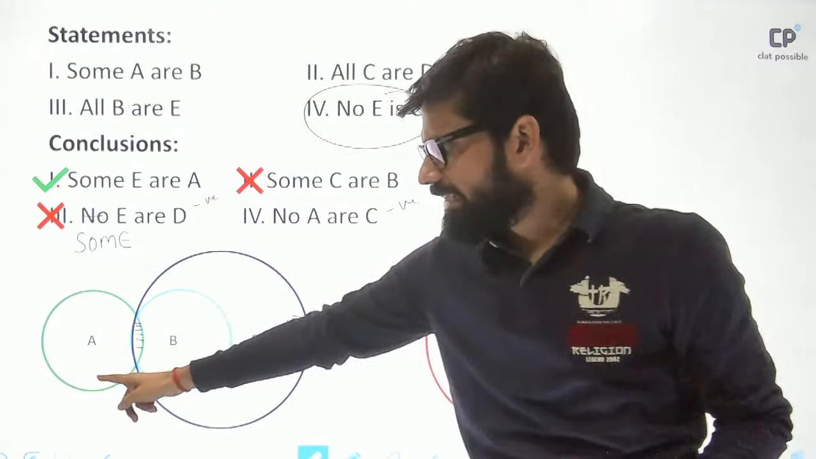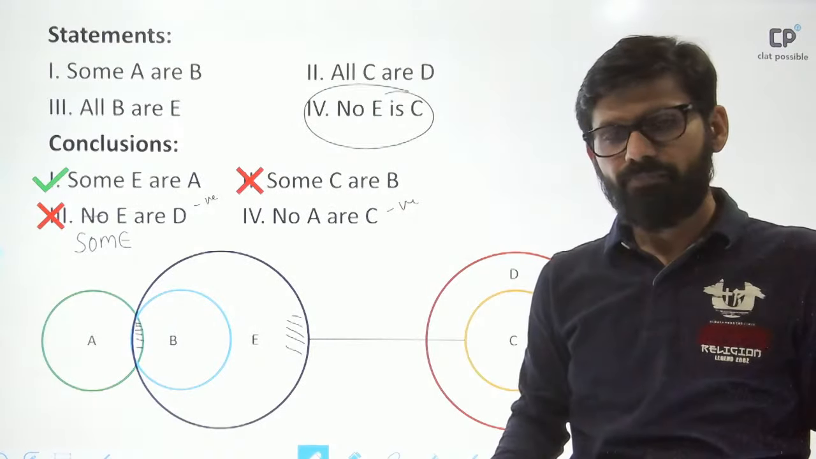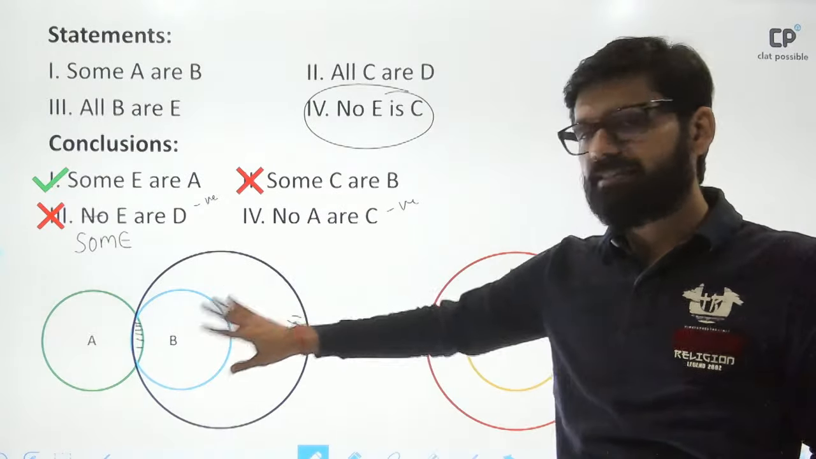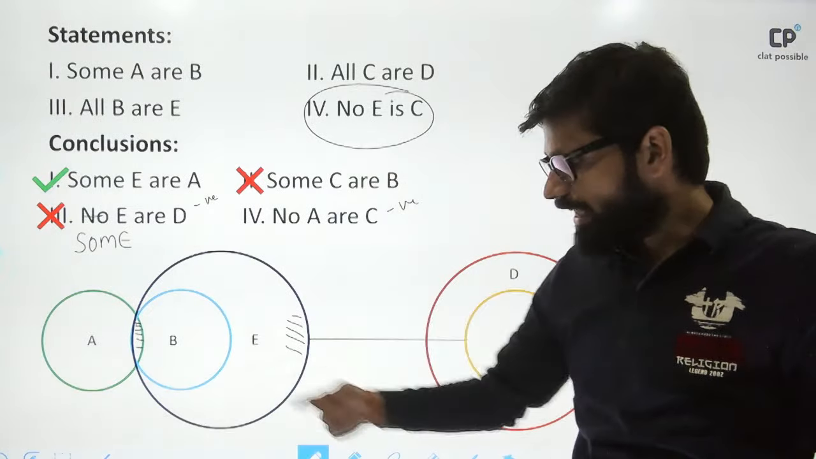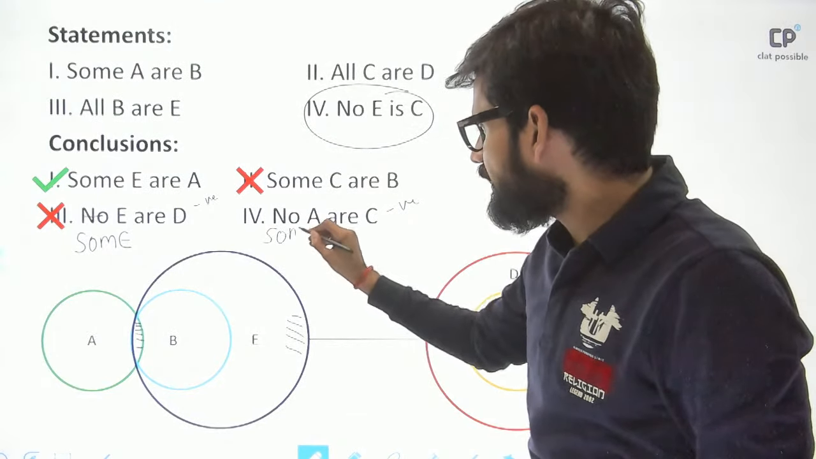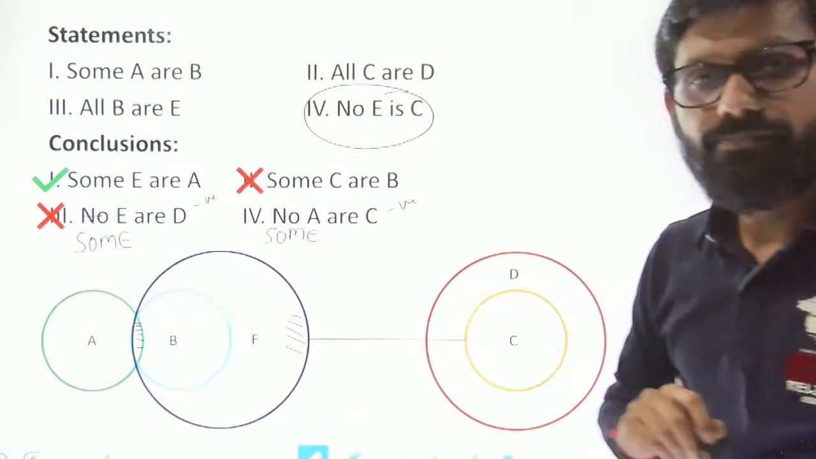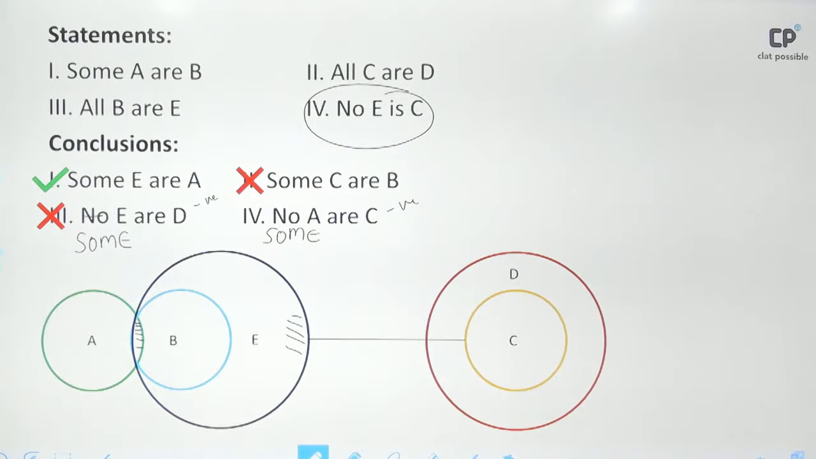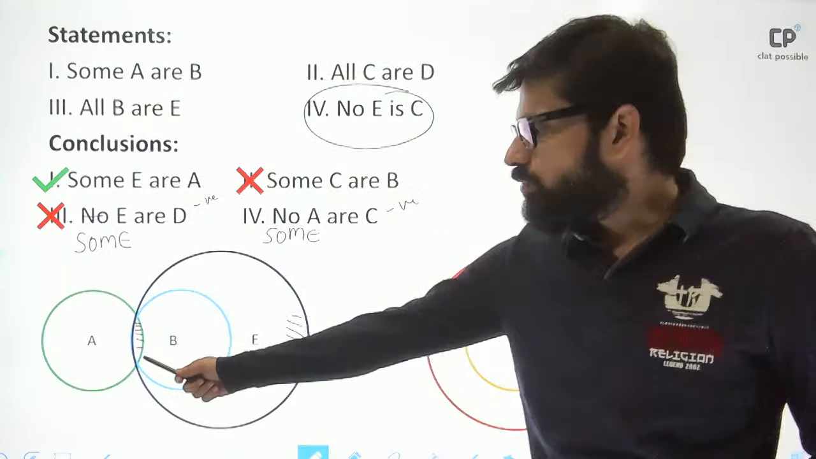Now again, if you look at this diagram, no ARC follows, right? But then we understand when we encounter a negative statement in the conclusion, this diagram is not enough. So again, we'll have to take that step again. What we'll do is we are checking for the possibility of some ARC. Kya A or C mein overlap possible hai? Right. So yes, A or C mein overlap possible hai.